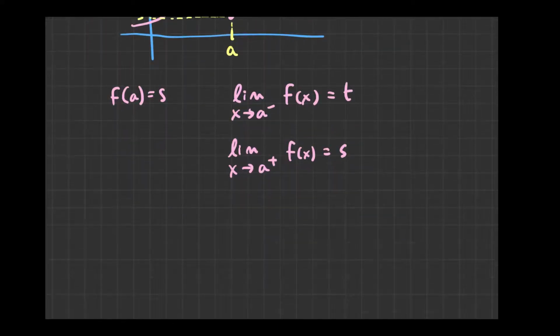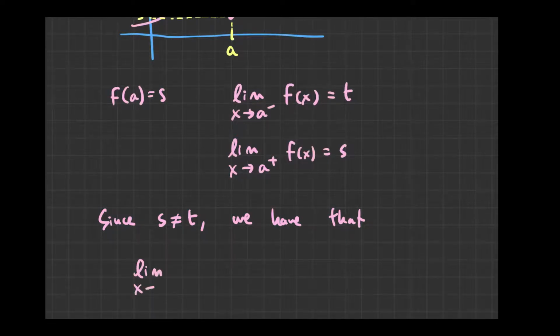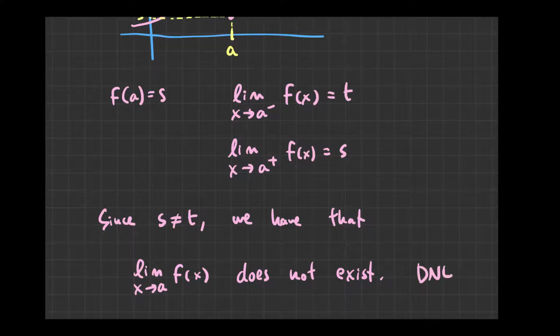So since s is not equal to t, we have that the limit as x approaches a, sometimes we refer to that as the two-sided limit, because we're approaching it from both sides, of f of x does not exist. Sometimes we write DNE.